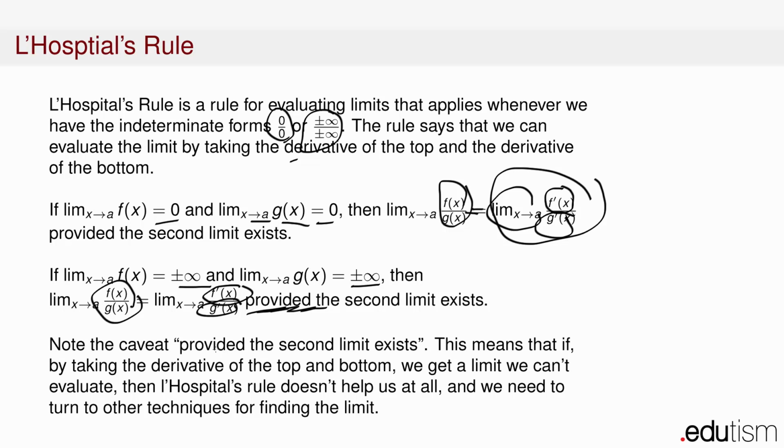Note the caveat, provided the second limit exists. This means that if, by taking the derivative of the top and bottom, we get a limit we can't evaluate, then L'Hopital's rule doesn't help us at all. We need to turn to other techniques for finding the limit. However, if we do take the derivative of the top and the derivative of the bottom, and we get a value for the limit, that value is the same as the value of the original limit.